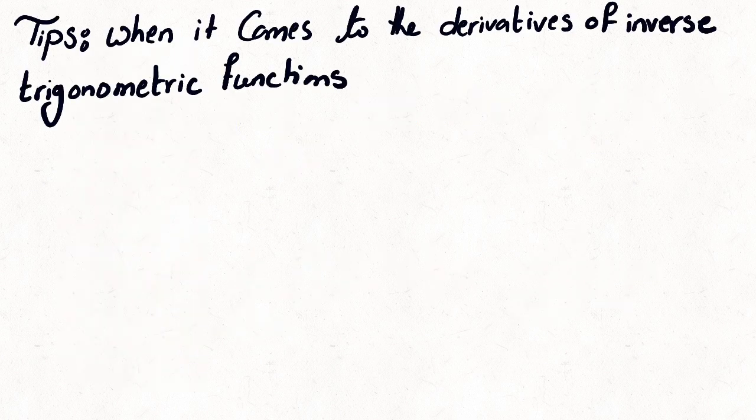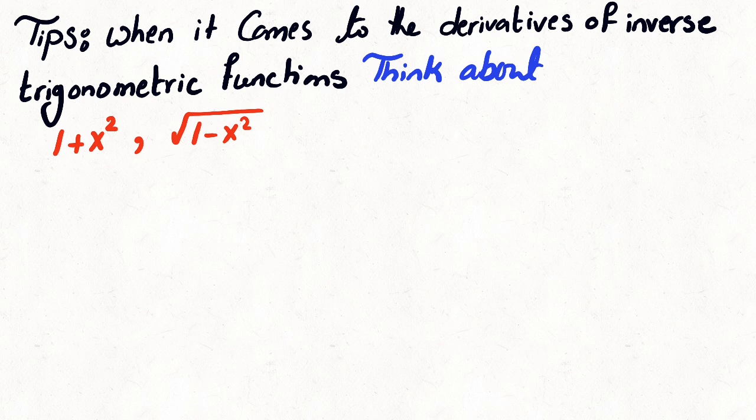Again, a summary of the rules. When it comes to the derivative of inverse trigonometric functions, I want you to think about 1 plus x squared. I want you to think about x squared minus 1. And I want you to think about 1 minus x squared. We keep in mind also the square root, like we have square root 1 minus x squared and square root x squared minus 1.